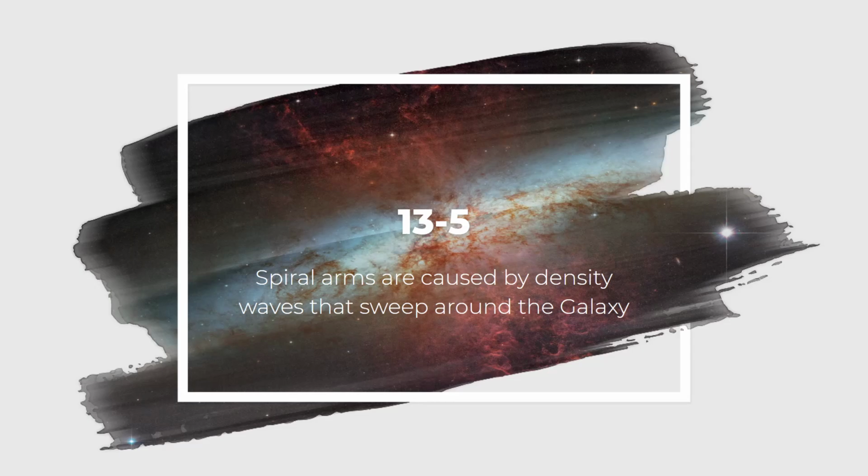Spiral arms are caused by density waves that sweep around the galaxy. So we say the Milky Way has spiral arms, but why? We're going to look at two explanations in this.